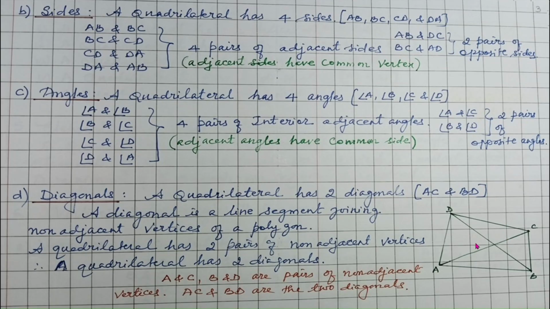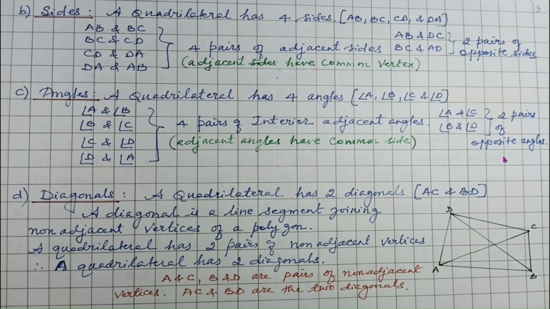Again, about the angles in a quadrilateral, a quadrilateral has 4 interior angles, and in that angle A and angle B are adjacent, B and C are adjacent, angle C and angle D are adjacent, and D and A are adjacent. So we have 4 pairs of adjacent angles, and also there are 2 pairs of opposite angles. A and C are opposite angles, B and D are opposite angles.